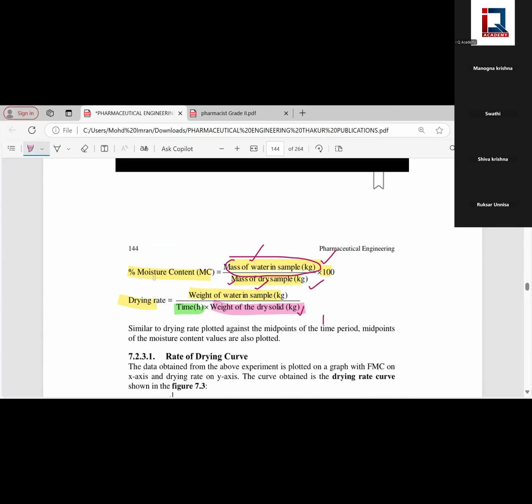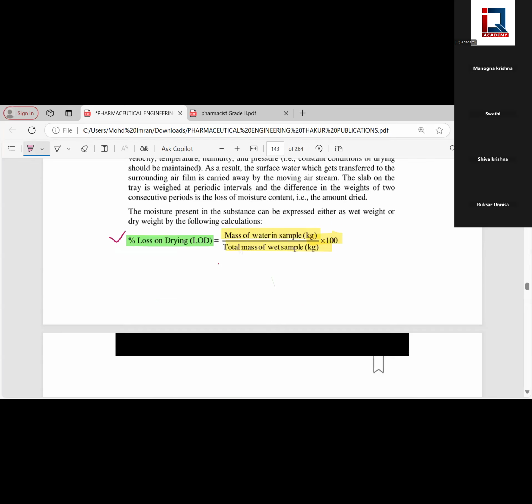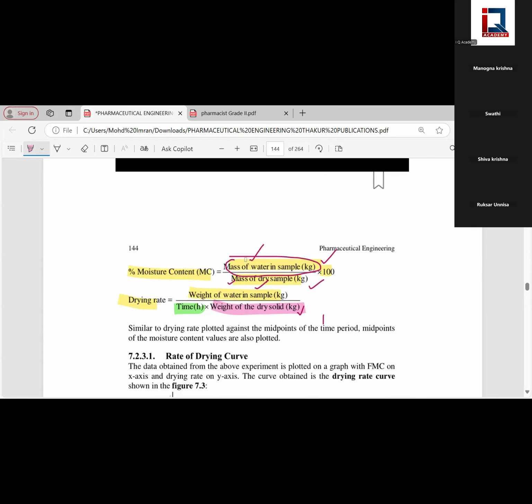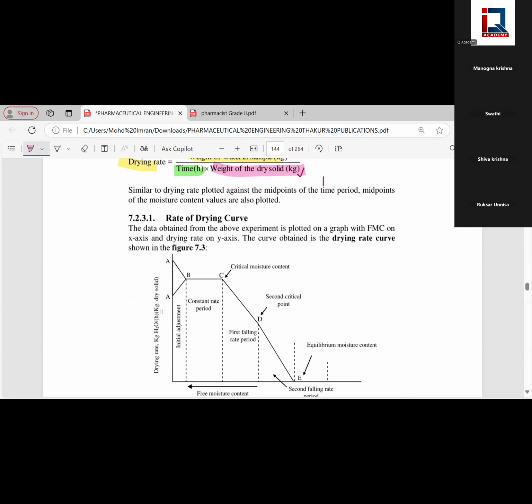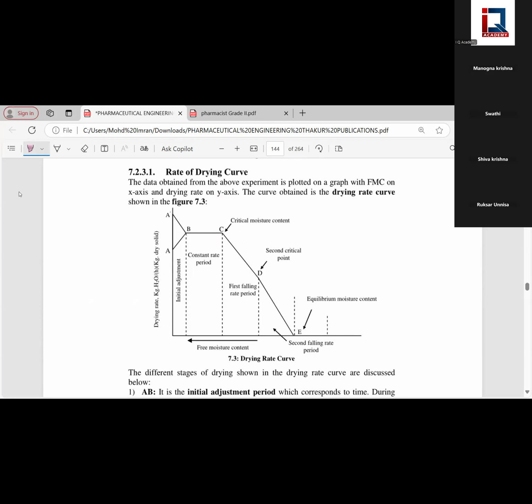Loss on drying, LOD, is mass of water in sample by total mass of the wet sample into 100. Then moisture content: mass of water in sample in kgs by mass of dry sample in kgs into 100. Then drying rate: weight of the water in sample by time into weight of dry solid. Okay. Next, drying rate curve. Just observe the drying rate curve. What's there?